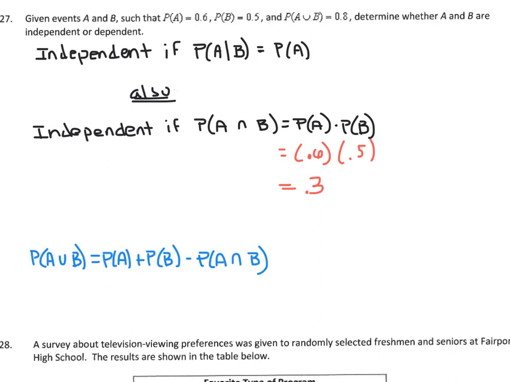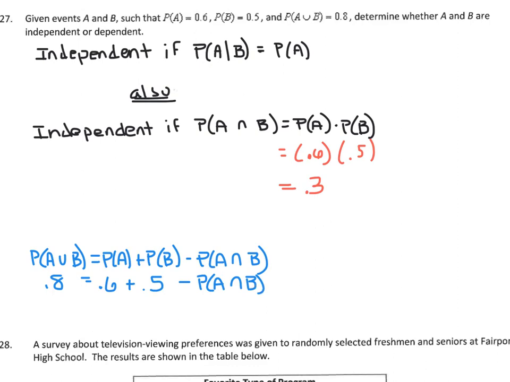If you remember the or formula, you add and then subtract the overlap. They give us the probability of A or B, which they say right up here is equal to 0.8, so I'm going to replace this with 0.8. We know the probability of A is 0.6 and the probability of B is 0.5. We're looking for this component, the probability of A and B. You could call that X, make an equation and solve, but I'm just going to leave it like that.